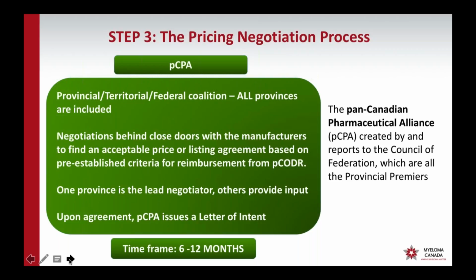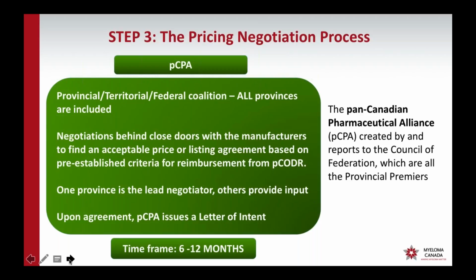The drug will go through the PCPA, a negotiation process, and manufacturers can either negotiate on a price reduction, but they can also look at what they call innovative listing agreements, where recommendations or listing will be made on specific criteria, either achieving a certain rate of success or other different schemes, but we don't see a lot of those. Usually we see negotiations being done on price because they're quicker and faster.